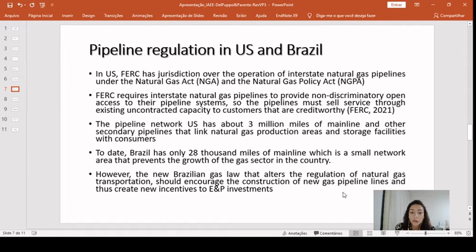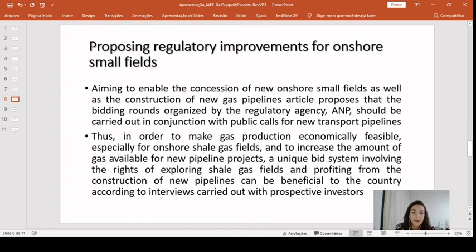The US pipeline network has about 3 million miles of mainline and other secondary pipelines that link natural gas production areas and storage facilities with consumers. To date, Brazil has only 28,000 miles of mainline, which is a small network that prevents the growth of the gas sector in the country. However, the new Brazilian gas law that authorizes the regulation of natural gas transportation should encourage the construction of new gas pipelines and thus create new incentives to E&P investments.